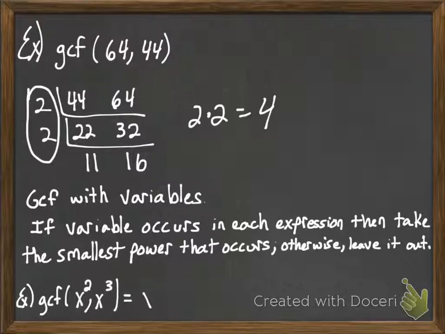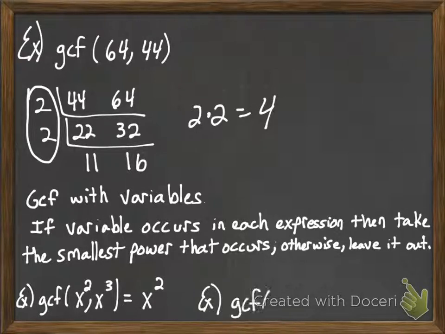To see why we have to take the smallest power, consider x squared and x cubed. If you tried to pick x cubed as your GCF, when you divide that into x squared, you'd have x squared over x cubed. If you're having trouble seeing this, you might want to write it down. When you simplify, you'd have 1 over x. You're left with a fraction, so it didn't divide evenly.